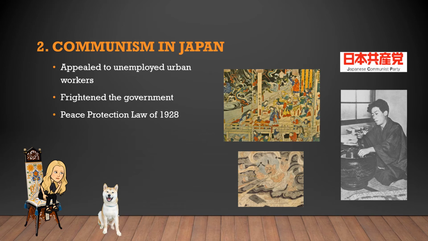Under the Peace Protection Law of 1925, but amended in 1928 to allow for execution, the government could arrest anyone who wanted to change the governmental system. This clearly meant communists and related socialists. Over 1,000 Japanese advocates of communism or socialism were arrested in 1928.